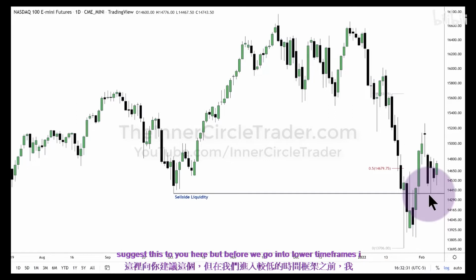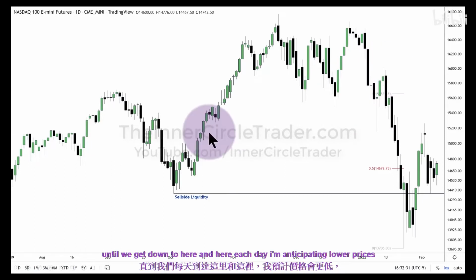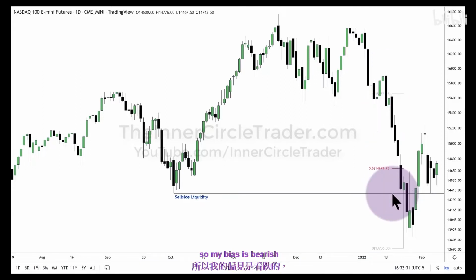But before we go into the lower time frames, I want to teach bias, okay? So if we have this set up on a daily chart, market structure has a shift lower, we trade up into a fair value gap. Until we get down to here and here, each day I'm anticipating lower prices. So my bias is bearish.